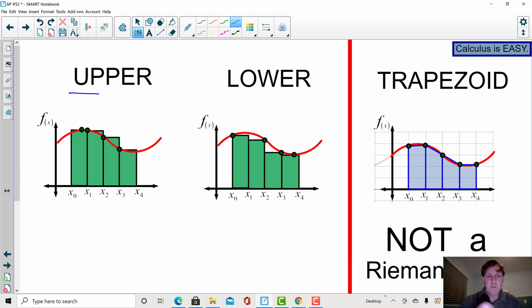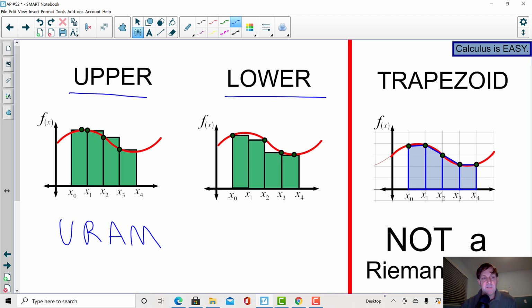Now, you probably won't see these two on the AP test, but just in case you do, let's just see what they are. The upper rectangular approximation is where the rectangle touches at the highest point possible. That could be on the left side, it could be on the right side, or it could be anywhere in the middle. The lower rectangular approximation is where the height of each rectangle touches at the lowest point possible. Again, that could be on the left, it could be on the right, or it could be anywhere in the middle. You will most likely not see those two on the real AP test.